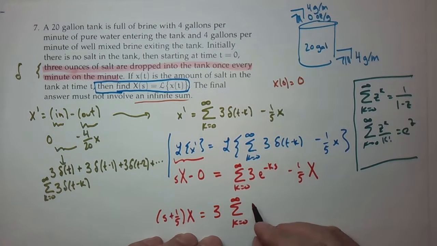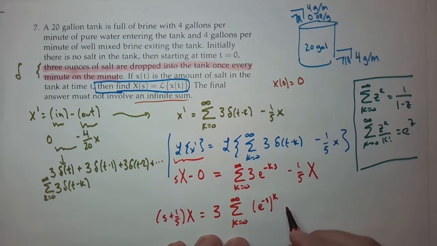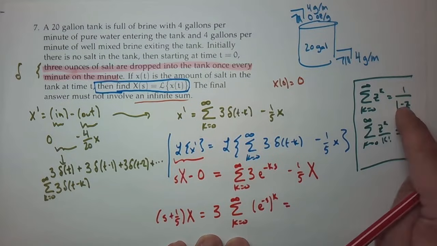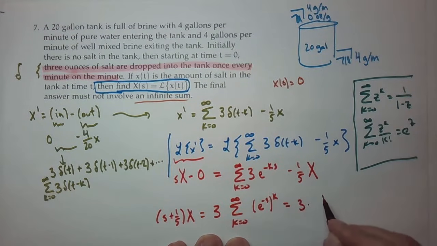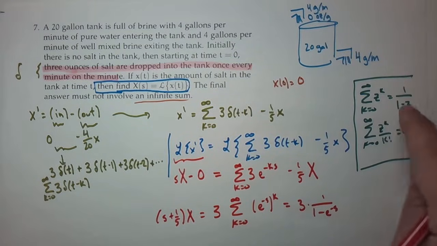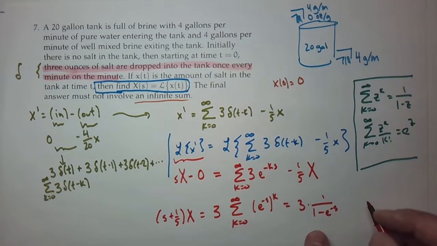Well, e to the minus ks, you can think of that as e to the minus s, to the k. All right. Well, then if we apply this rule, we get a 3 times 1 over 1 minus e to the minus s. And notice there's no infinite sum. So we're using properties of our sums. And these are on the formula sheet, so they're fair game. Is this our answer? No, it's not, but it's close.